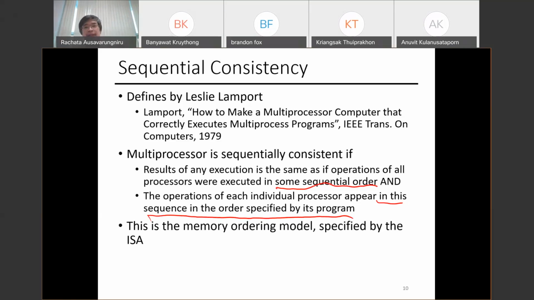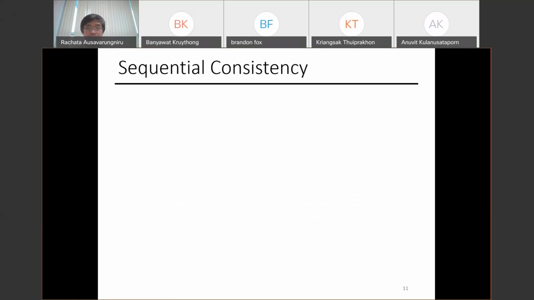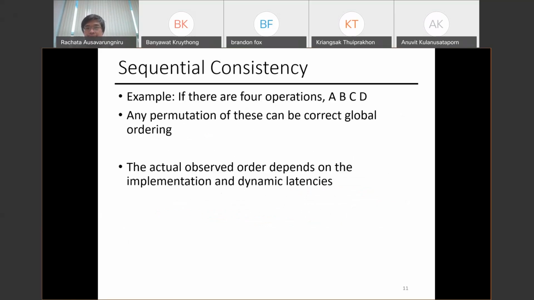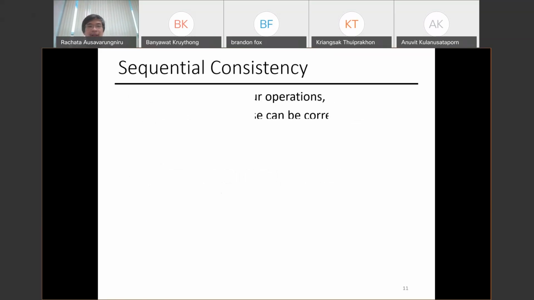The definition might sound a little bit convoluted, so let me use an example. Let's assume there are four operations, A, B, C, and D. They can modify the memory, they can read the memory, they can be a read or a write. Any permutation of these operations can be a correct global ordering. The actual observed order depends on the implementation and the dynamic latency. So what does this mean?